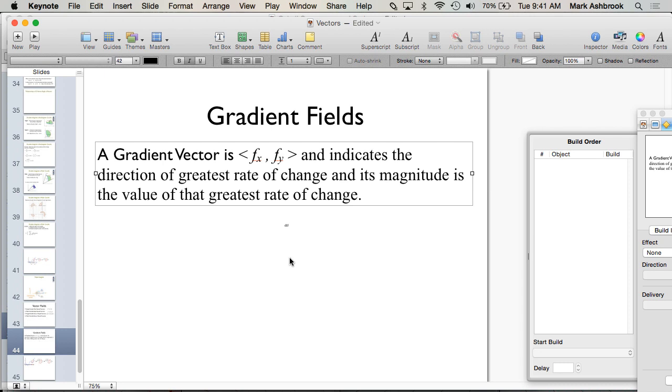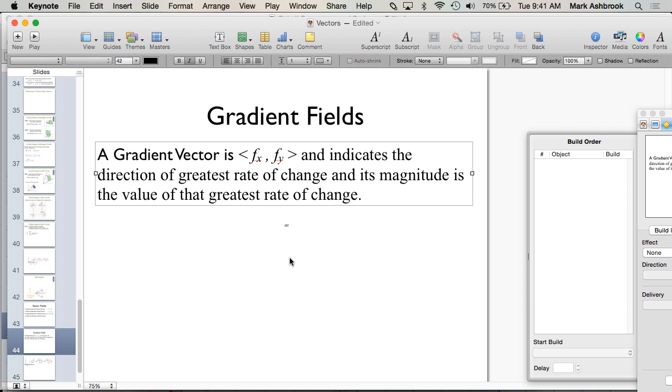So the gradient vector is like, if you're on the side of a hill, the gradient vector is going to point in the direction of steepest ascent, greatest rate of change on that surface, and then the magnitude of that gradient will be the rate of change that you encounter if you go that way.